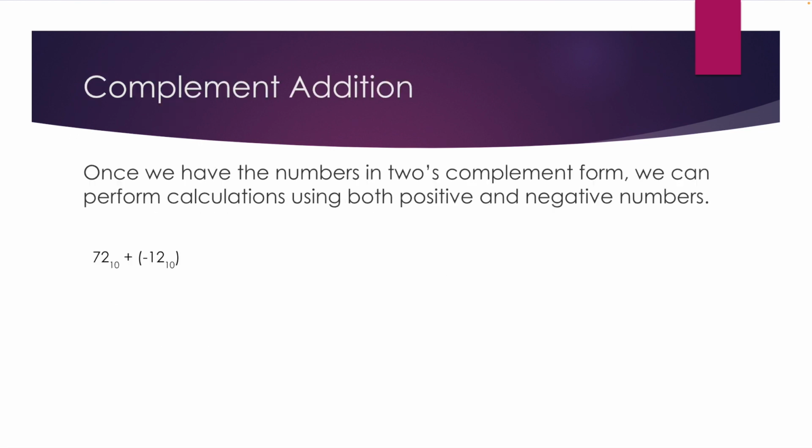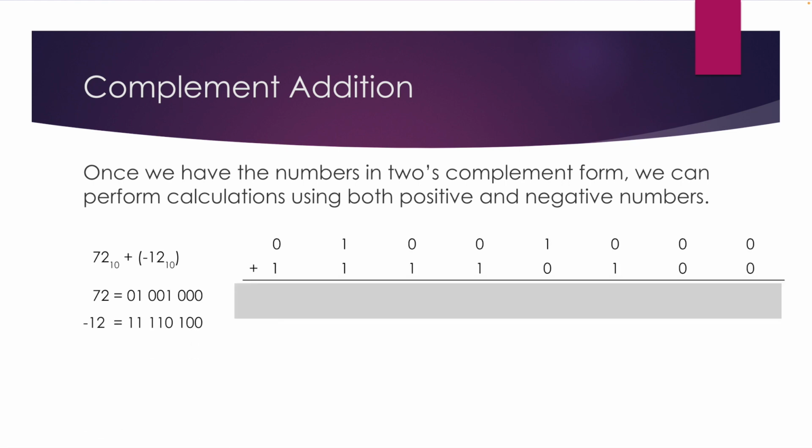So now that we know how to write negative numbers in 2's complement form, that means we can now perform calculations using both positive and negative numbers. So for example, 72 plus a negative 12, we can now do in binary using 2's complement form and complement addition. So what we're going to do is first write each of those numbers in binary or 2's complement form. So 72 I'm writing in regular binary. Negative 12 I'm putting into 2's complement form. And now I can perform my normal addition using those two numbers.